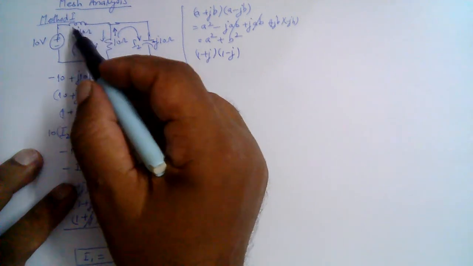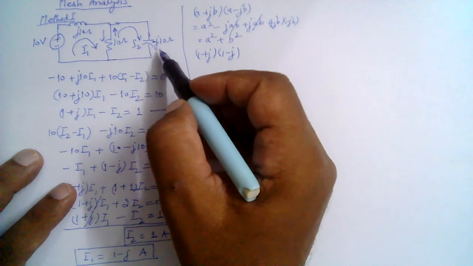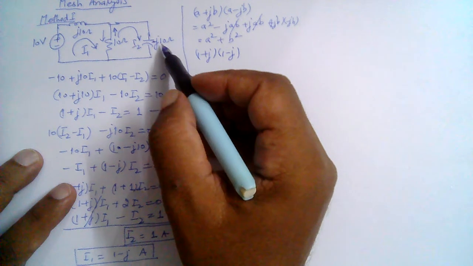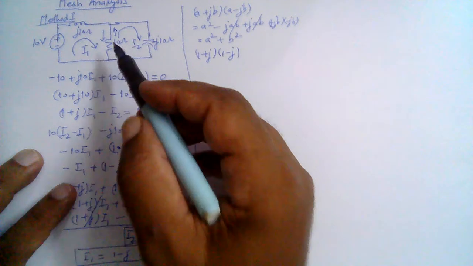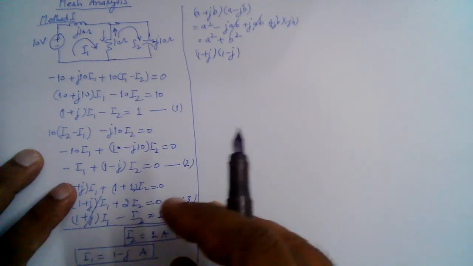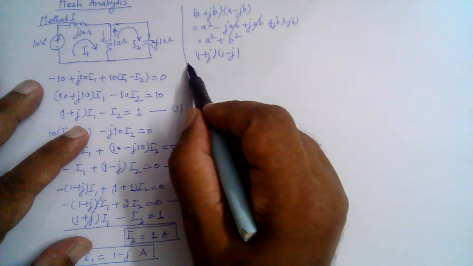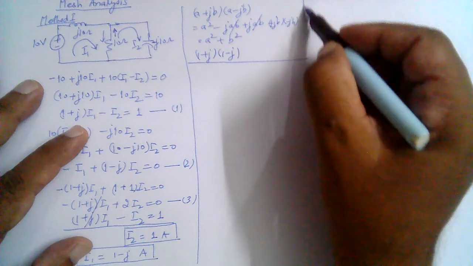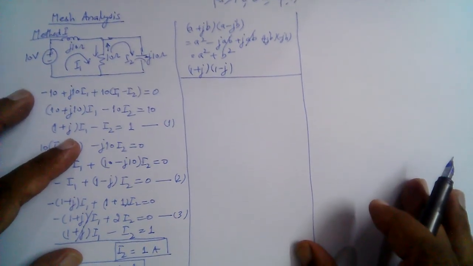So we see that the current flowing through this inductor is 1 minus j ampere. The current flowing through this minus j10 ohm impedance is 1 ampere. And the current flowing through the 10 ohm resistor can be found by subtracting I2 from I1, right? So this is one way to solve this circuit. And as we have discussed, there are other ways to solve the circuit also.